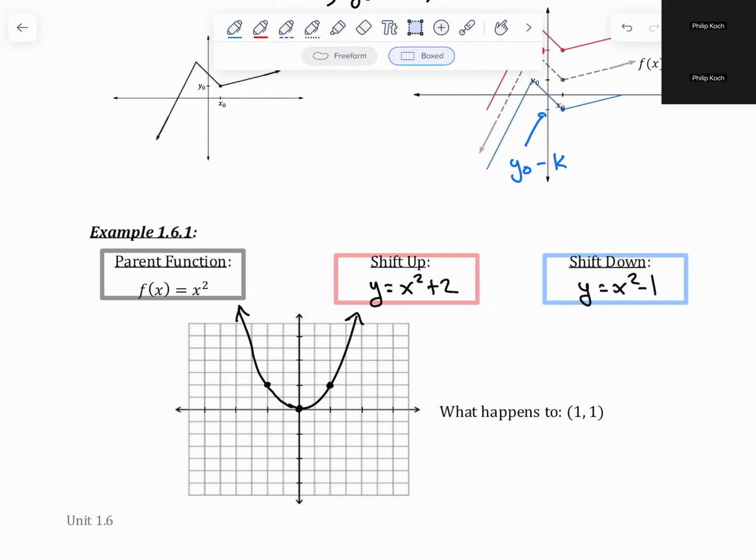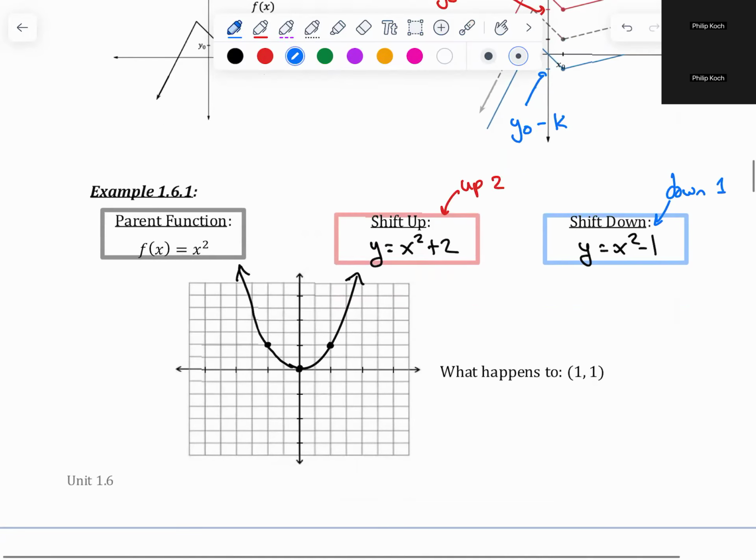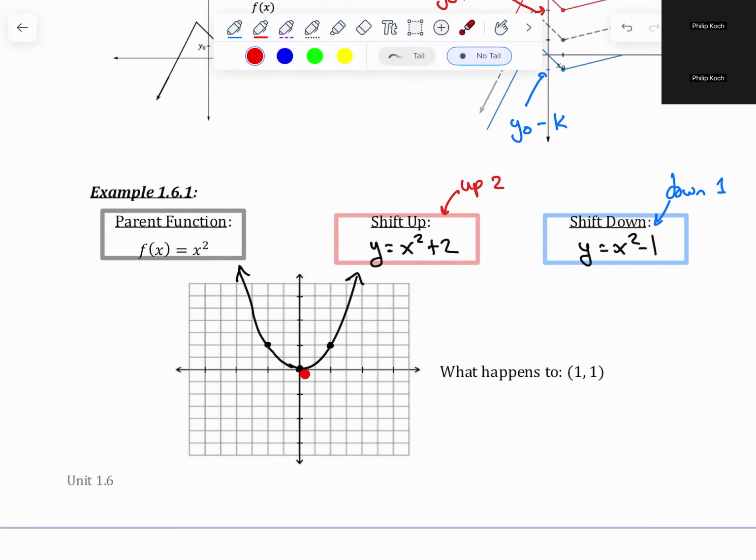So shift up, it's x squared, the original function, right? This x squared, that is f of x. And then what we're doing is we're taking f of x and we're adding 2. This is a shift up 2. And this is a shift down 1. I have made each tick mark a half. So this is 1 tick mark.